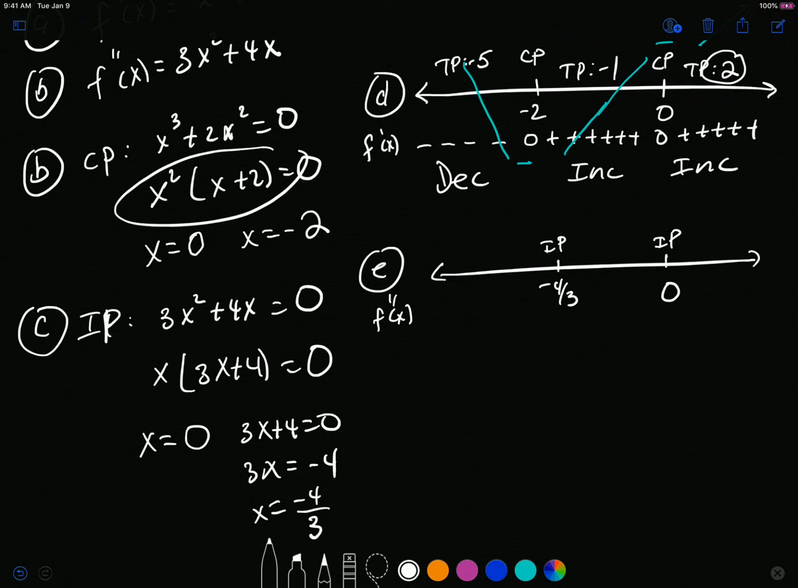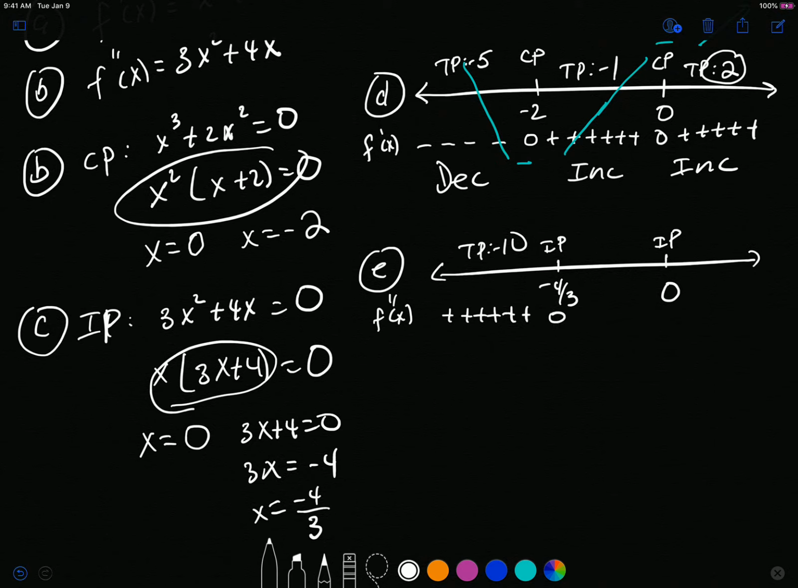So I take a number that's less than negative 4/3 and I plug it in. Say test point of negative 10. If I take negative 10 and I plug it into this equation right here, the answer I will get is negative 10 times negative 26, so that's positive 260. So this is plus.